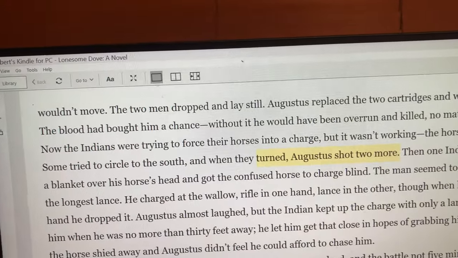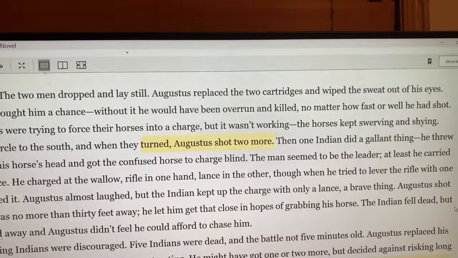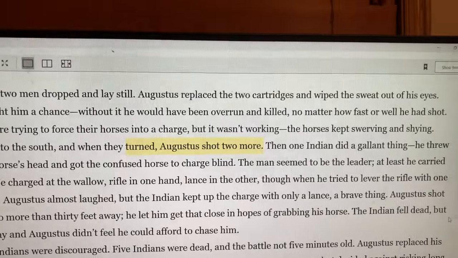The two men dropped and lay still. Augustus replaced the two cartridges. It's an old rifle, can only hold two cartridges.